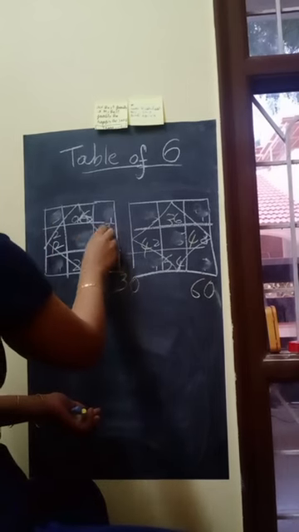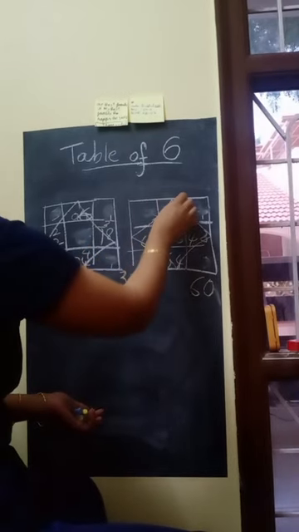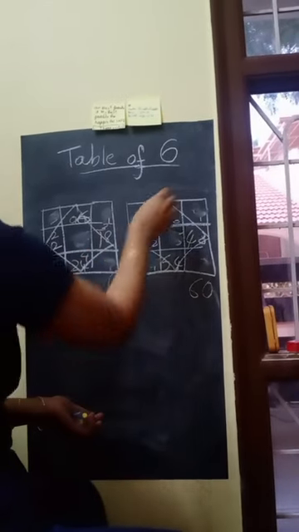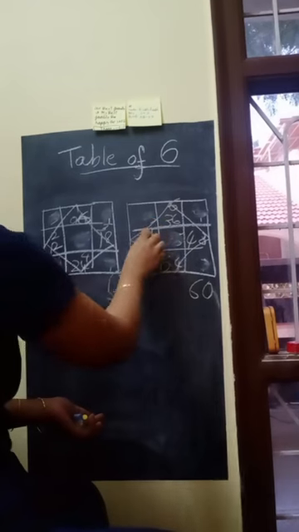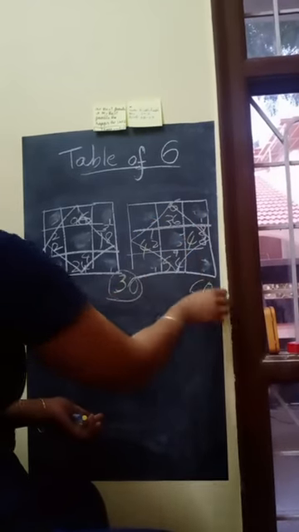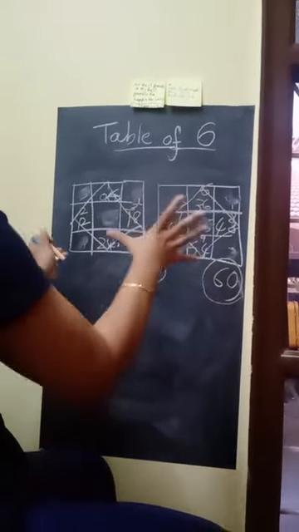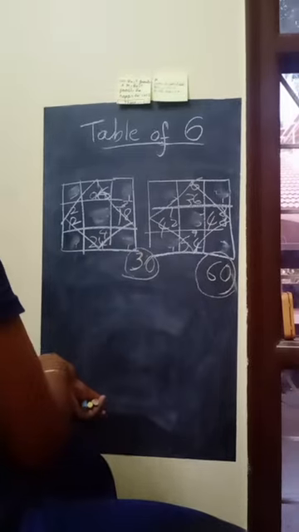6 twos are 12. 6 threes are 18, 6 4s are 24, 6 5s are 30, 6 6s are 36, 6 7s are 42, 6 8s are 48, 6 9s are 54, 6 10s are 60. So remember this as a picture, then you will understand easily.